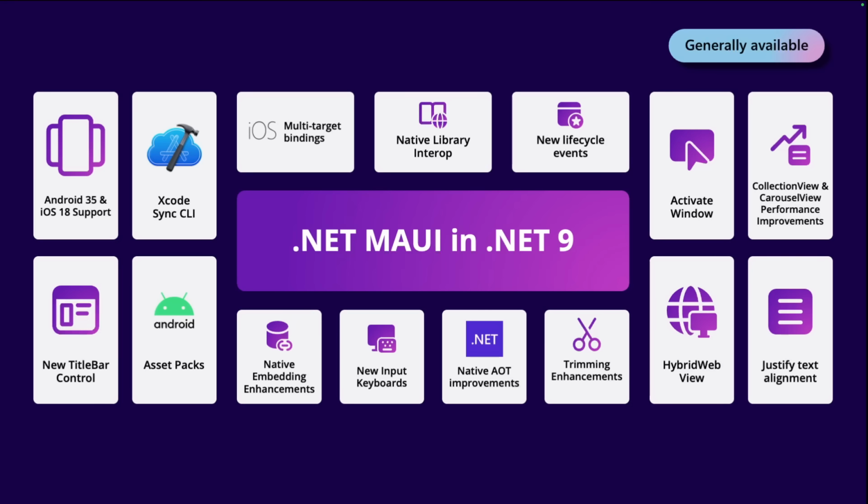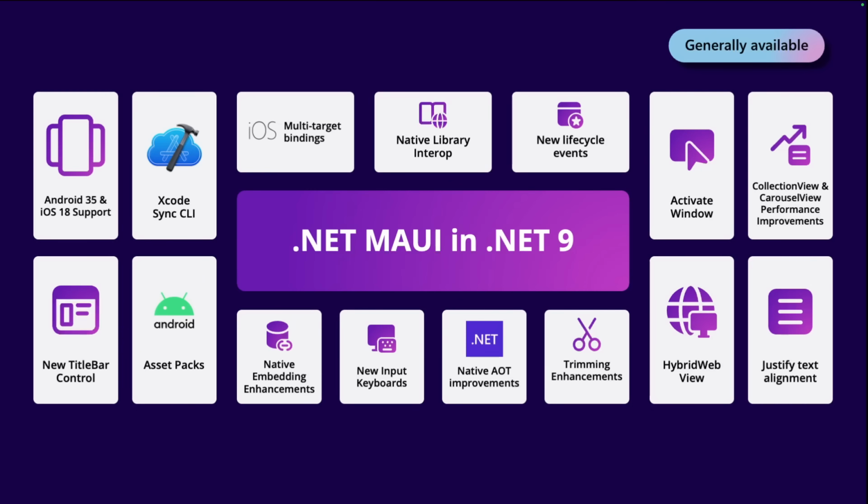The team has done deep integrations with native AOT to make your application smaller and faster startup time. Additionally, they've of course added the latest support for the latest versions of Android and iOS, and they've added new controls such as the new title bar control, which is one of my favorite new controls that's built in, that it really enables you to have a great title bar experience on desktop and leverage it on mobile too. And they've also done some things that developers have been asking for, like Android asset packs. They've added some new input keyboard controls, some new lifecycle events, and they've really optimized the collection view and carousel view across the board.